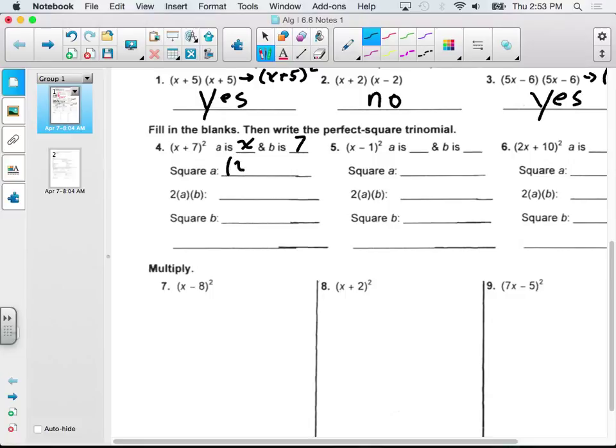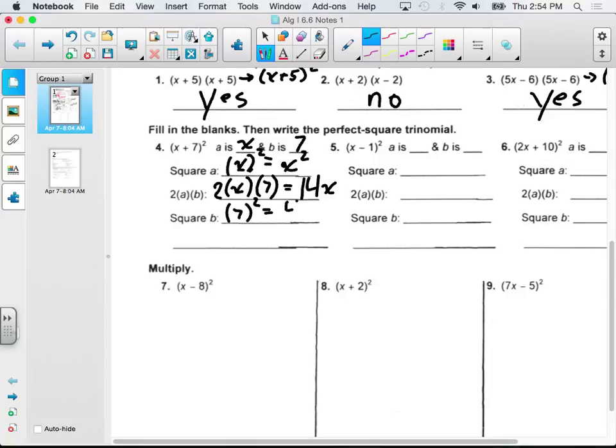So we put our first term in parentheses and square it. What is x to the second power? X squared. Second one, we have 2 times our a and our b. So we have 2 times x times 7, which is 14x. And the last one, we square our b term. So 7 squared. What's that? 49.